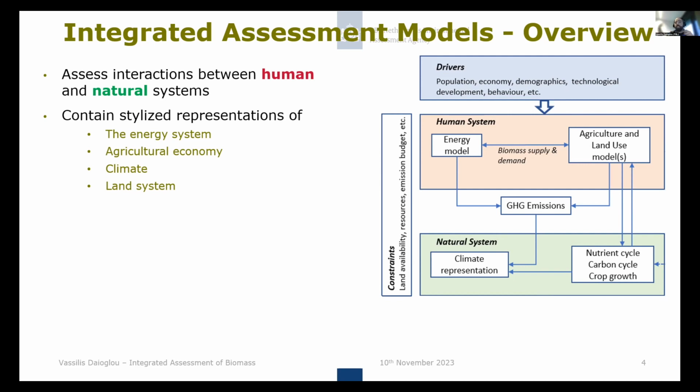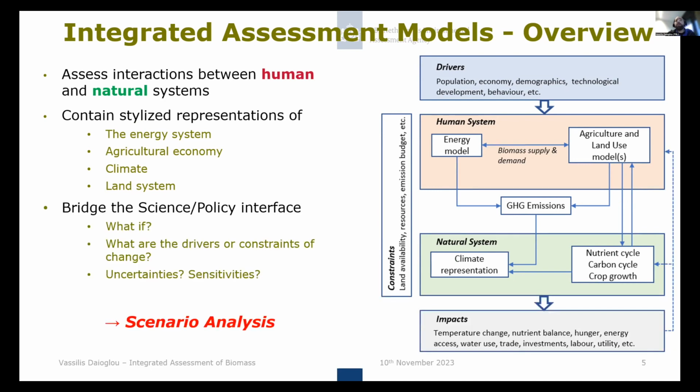So for instance, energy and land typically interact a lot through biomass supply and demand. Emissions play a very big role in the interaction between the human and the natural system, but also obviously demand for agricultural products, demand for resources. And then climate change may itself affect the energy system or the agricultural system. So we try to model as much as possible these feedback loops. And then finally, a number of impacts and outcomes are given for the different scenarios.